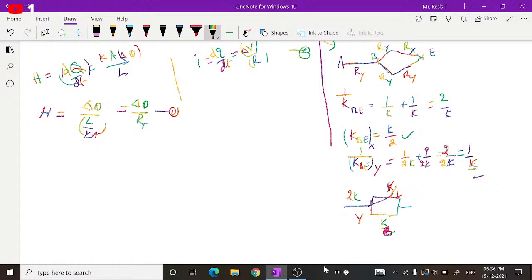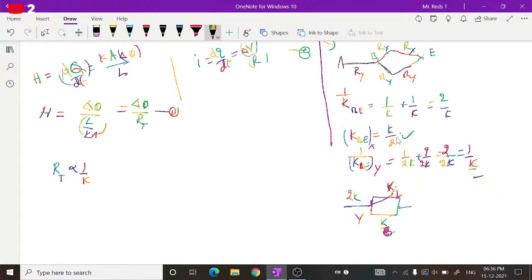Are we considering this thermal resistance properly or not? Thermal resistance is inversely proportional to thermal conductivity. These two are in series, so between B and E the thermal resistance is 2 into Rx, or 2 into 1 by K. Yes, so it is 2K by 2 only.